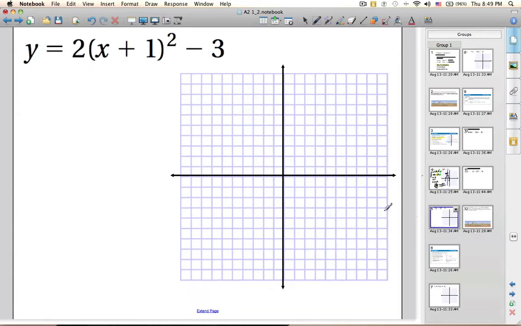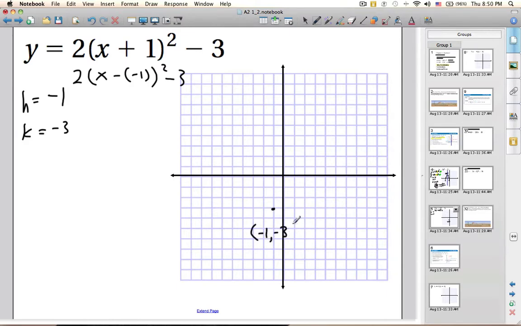Okay, a second example. This one's going to open up. I know that h in this case is -1 because this is x minus -1. Right, so you'll notice that h is always sort of the opposite of what you're looking at. This would become 2 times x minus -1, to put it in the correct form, minus 3. So k is this item here, -3. So my vertex will be at -1, 1, 2, 3. That's my vertex at -1, -3.